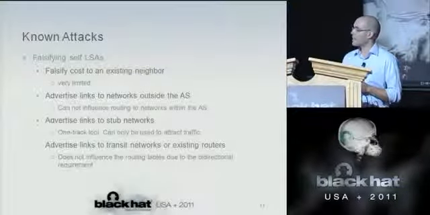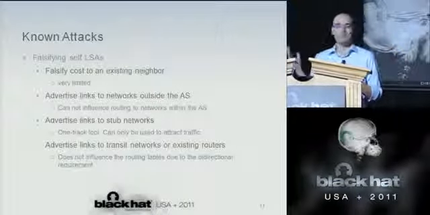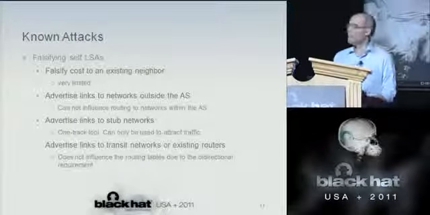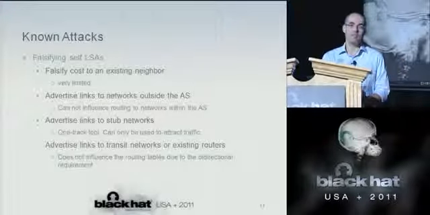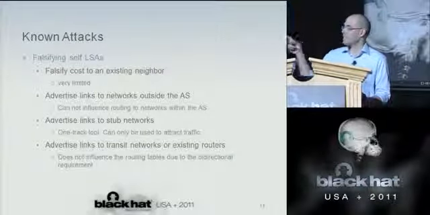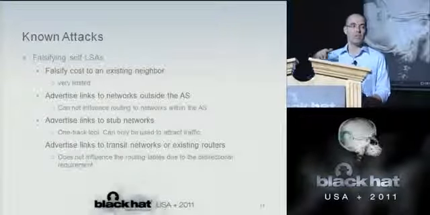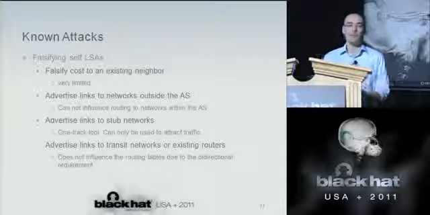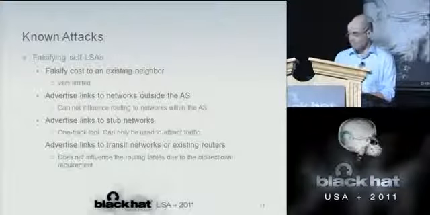Another variant of the attack is to advertise non-existing links to transit networks or existing routers. A transit network is a non-stub network, meaning more than one router is connected to it. This variant of the attack doesn't even influence the routing tables because of the bidirectional requirement. The existing router or the designated router of the transit network will never advertise a link back to the attacker. So the requirement is not met, and the routing table calculation is not influenced whatsoever.